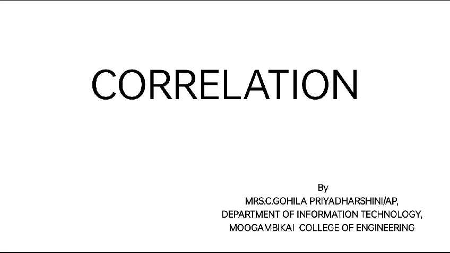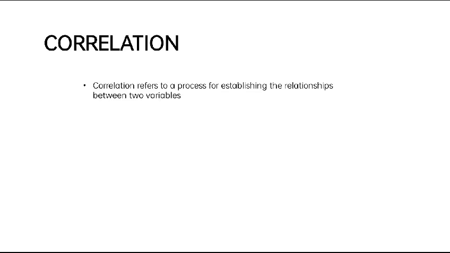Today, we are going to see about correlation. Correlation refers to a process for establishing the relationship between two variables, that is x and y.